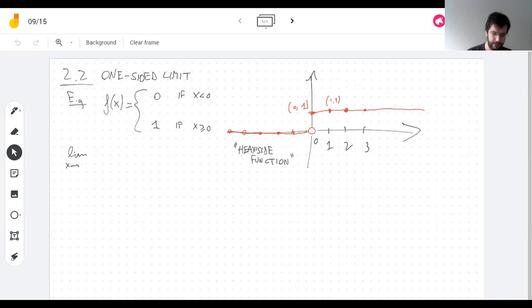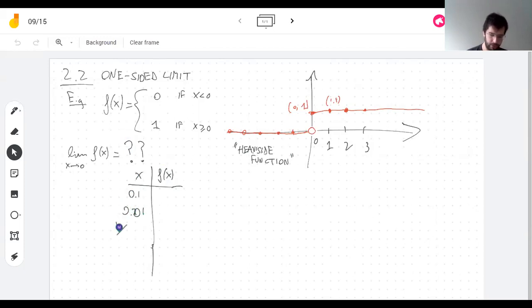The question I have is, what is the limit of this function at x equals 0? The only thing we know about limits is what they are, and we barely know that, so the only thing we can kind of do is guess. What I was doing yesterday, drawing a table of values of x approaching 0 and seeing what I get, something like 0.1, 0.01, 1 over 2340, negative 0.1, negative 0.02.